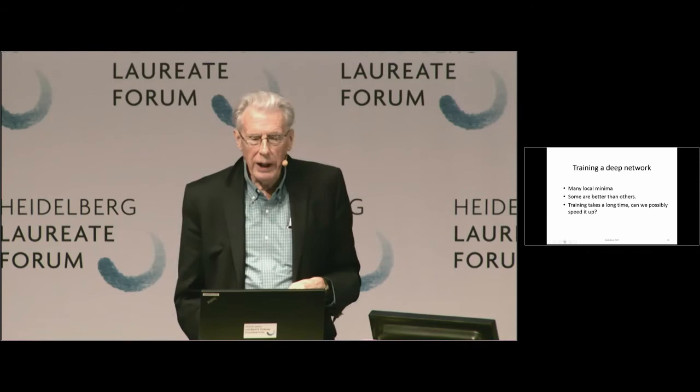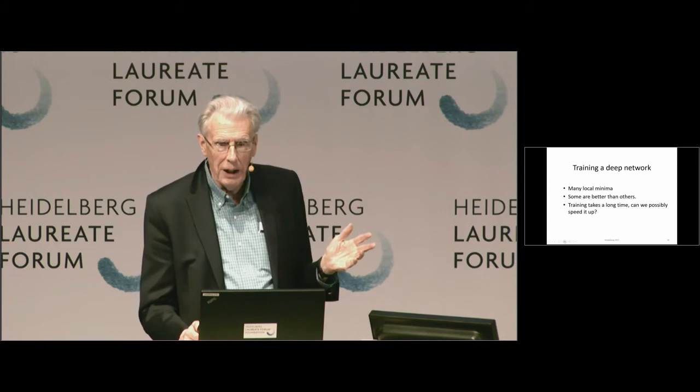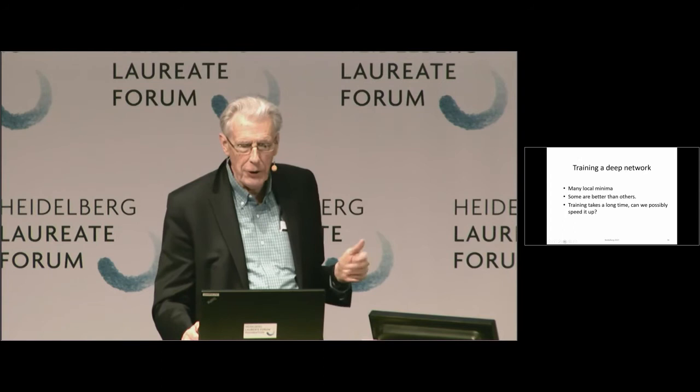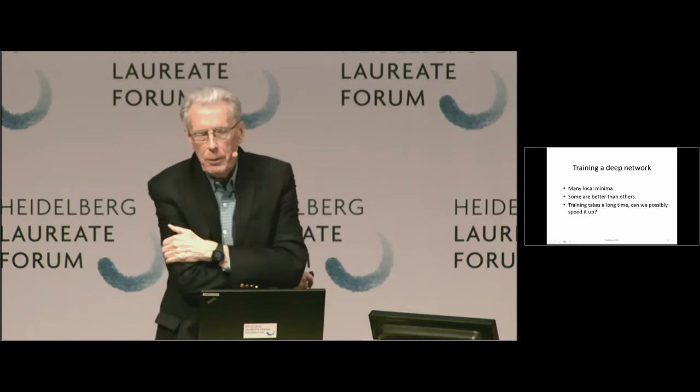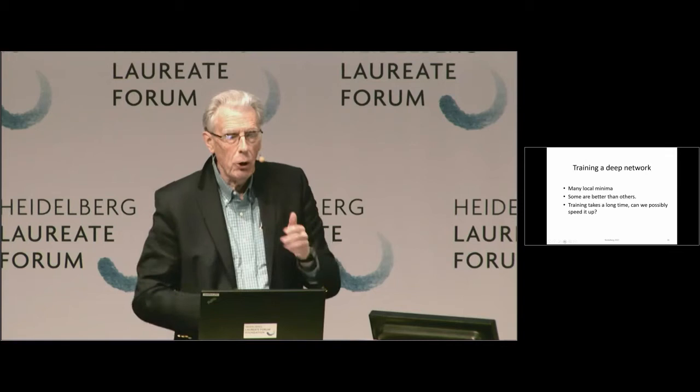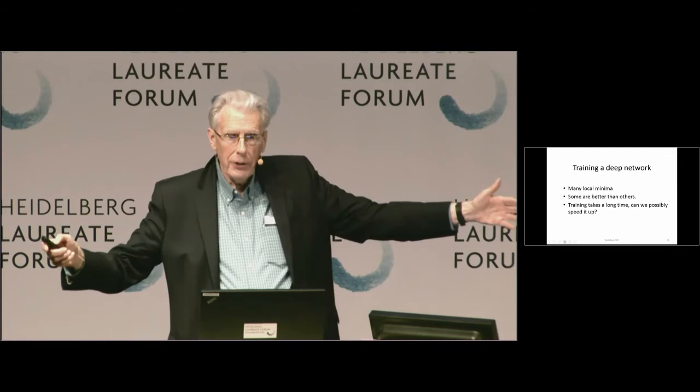One of the things in training a deep network is that there are many local minima. And the question is, which one do you want? Some are better than others. Some people have conjectured why some local minima are better. Some local minima are very sharp and very narrow. Others are broader. And it seems that the broader local minima are better.